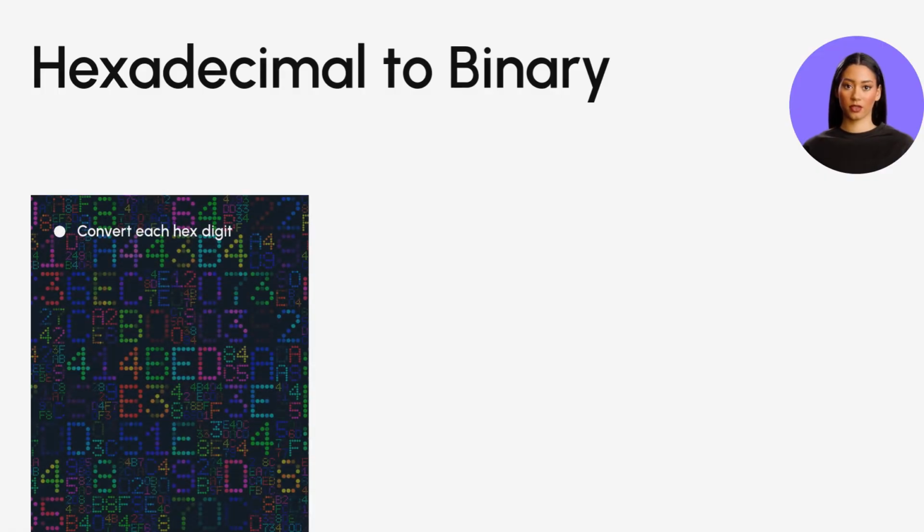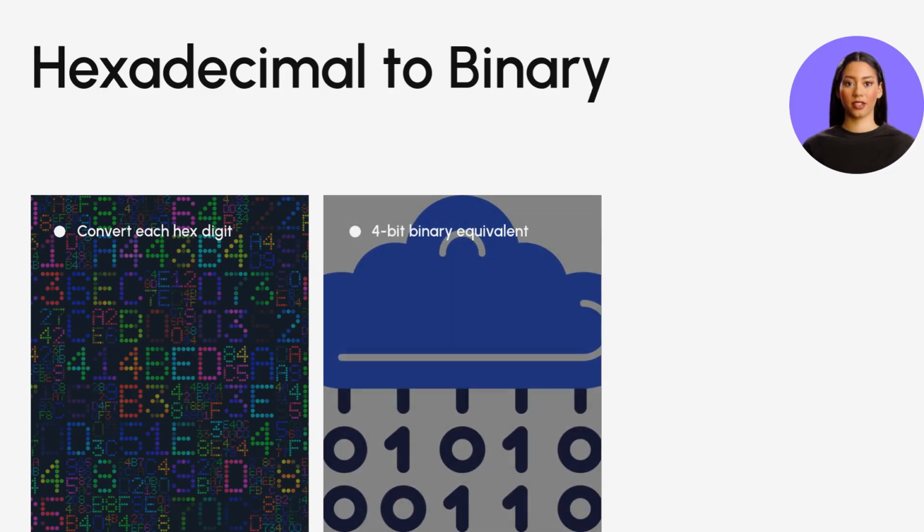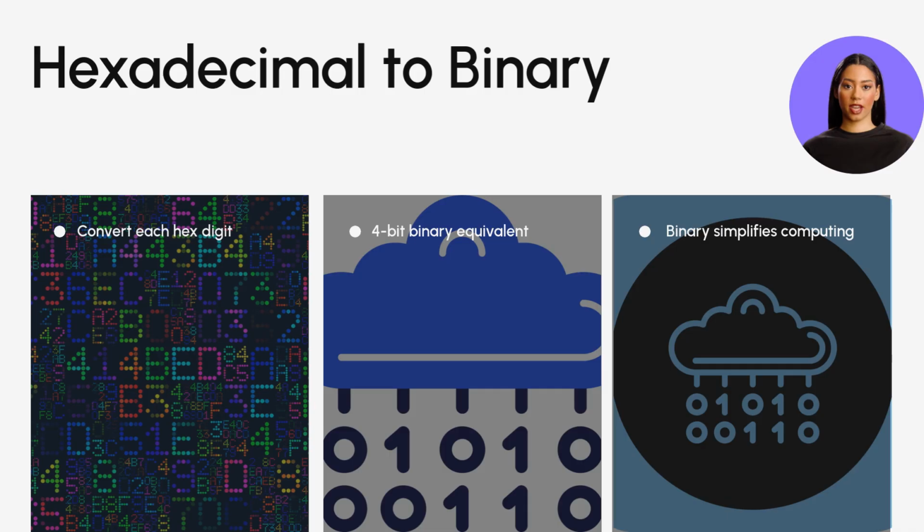To convert hexadecimal to binary, convert each hex digit to its 4-bit binary equivalent. For example, converting 9F to binary involves converting 9 to 1001 and F to 1111, resulting in 10011111. This conversion is essential for understanding how hexadecimal numbers are structured. It simplifies working with binary numbers in computing. Hexadecimal is often used as a shorthand for binary in programming.